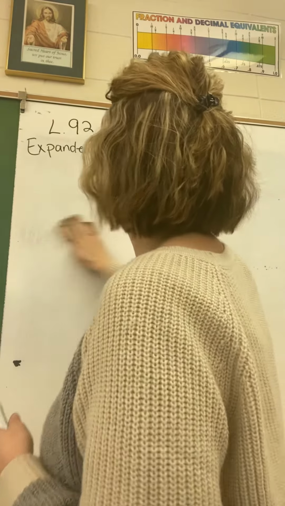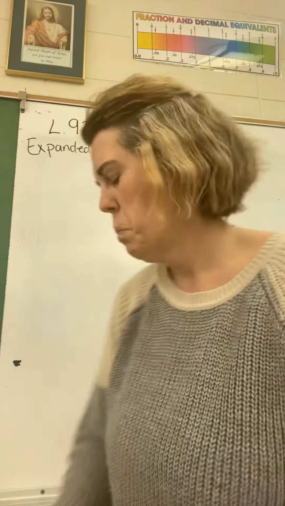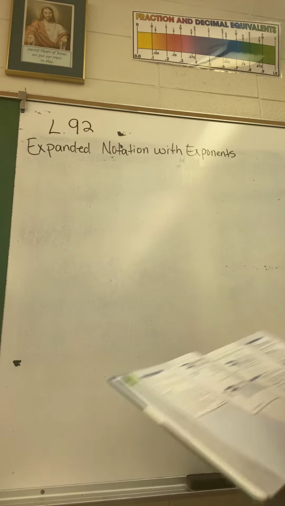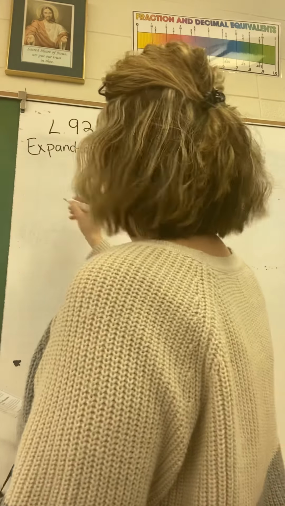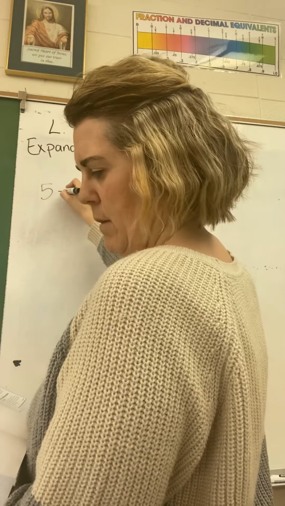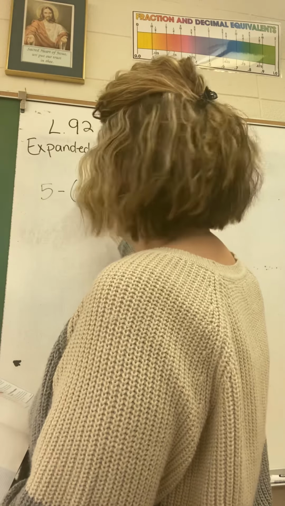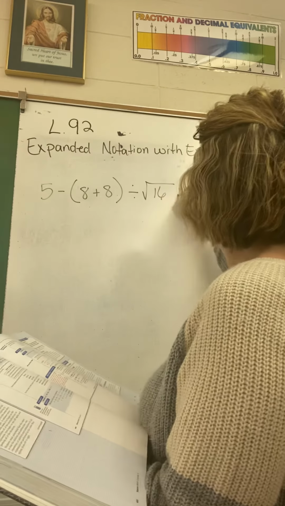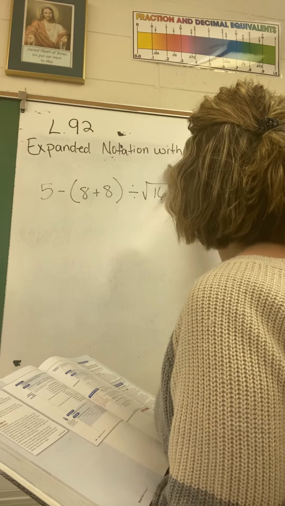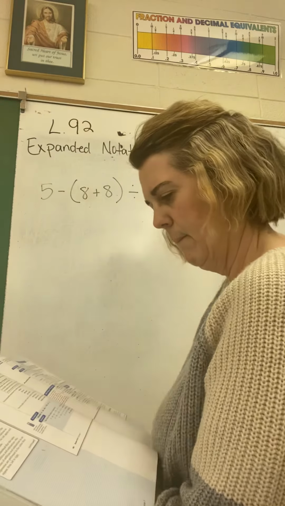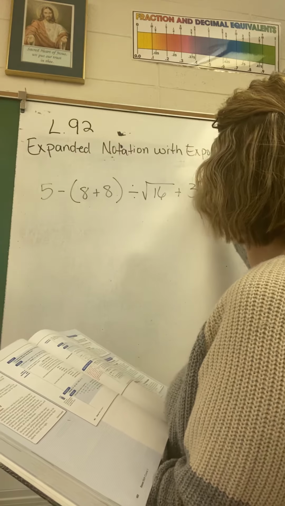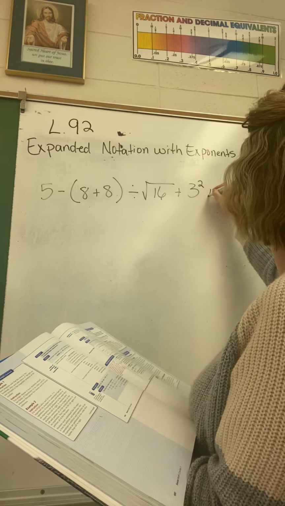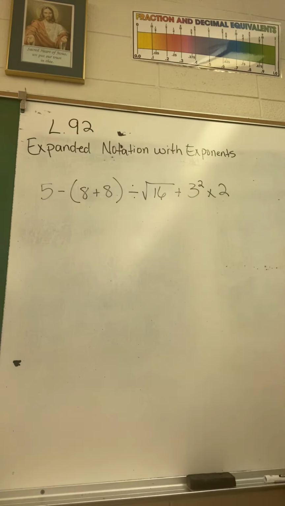Let's dry this off so my pencil will work. All right, I grab my book quick and copy this down. Our first example says 5 minus parentheses 8 plus 8 parentheses divided by the square root of 16 plus 3 squared times 2. Okay, so here's how this works.